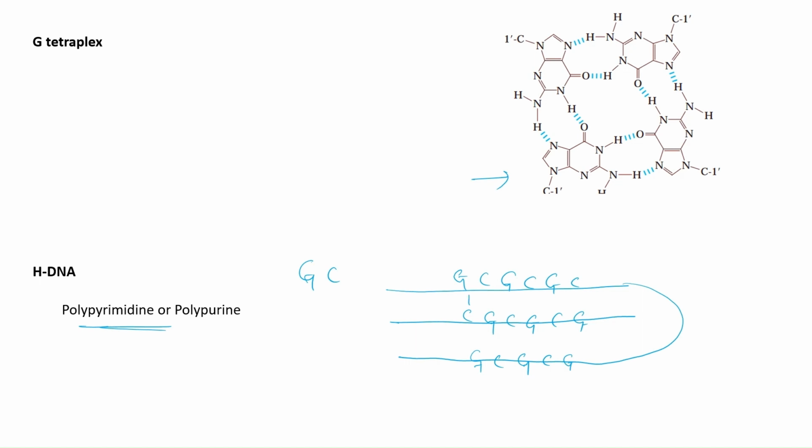So what will happen? Here also they will form the bond. With this also it forms the bond. So such a structure is known as H-DNA. This also happens when there is a long polypyrimidine or polypurine stretch. So these are not found in the entire DNA length. They are only found wherever such sequences are dominant.